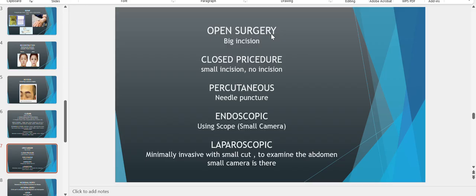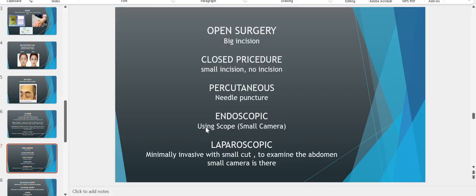So if the word percutaneous is not there, then we will have to understand that if needle puncture is there, then it is a percutaneous procedure. Now, endoscopic. Endoscopic means using a scope or having a small camera inserted into the body to see inside the patient's body. Okay, that is endoscopic.